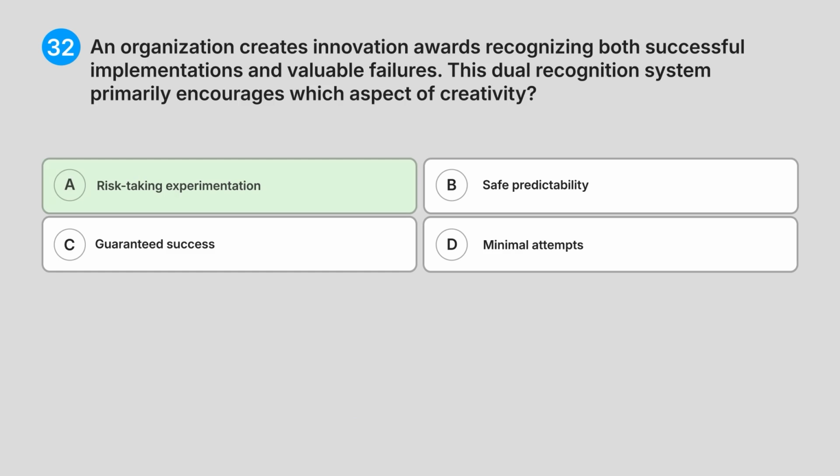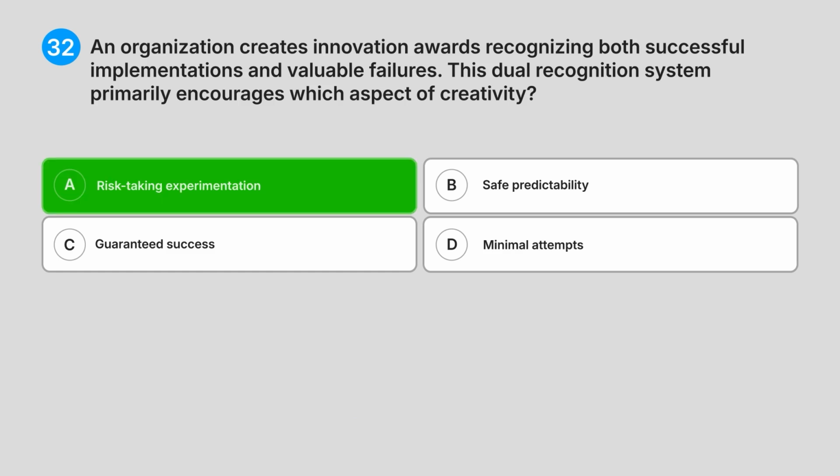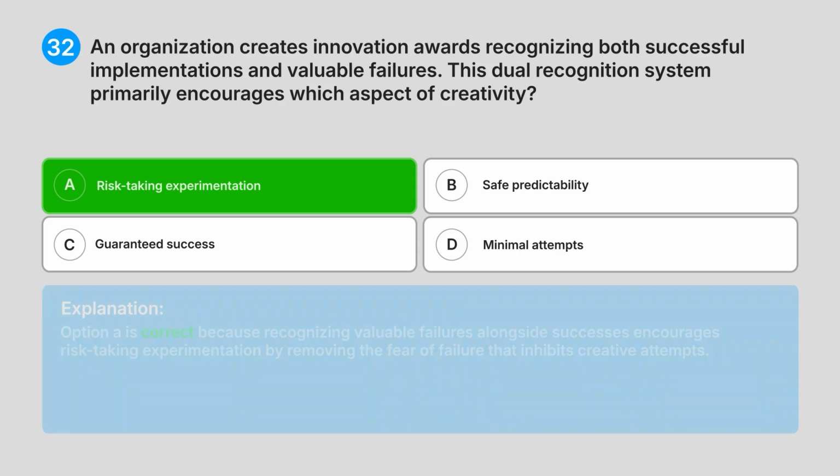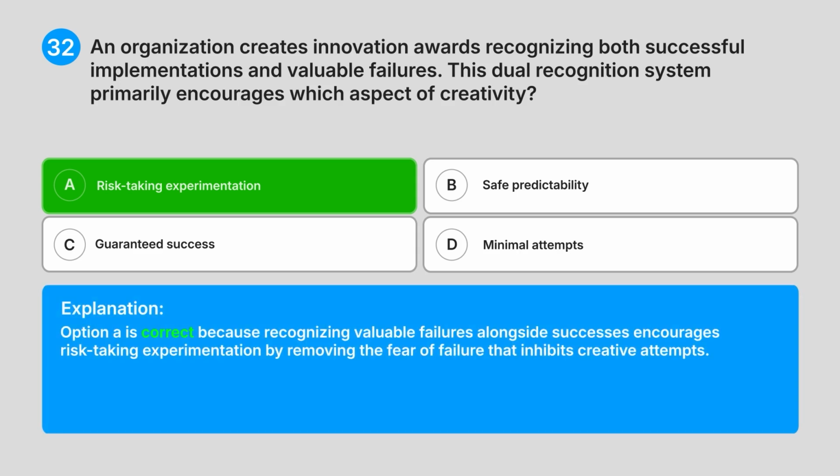Correct answer, A. Risk-taking experimentation. Explanation. Option A is correct, because recognizing valuable failures alongside successes encourages risk-taking experimentation by removing the fear of failure that inhibits creative attempts.